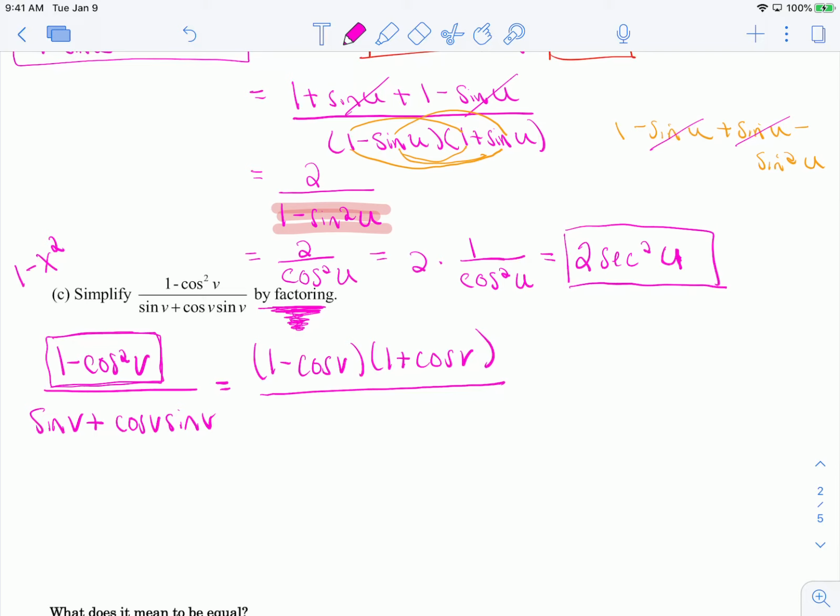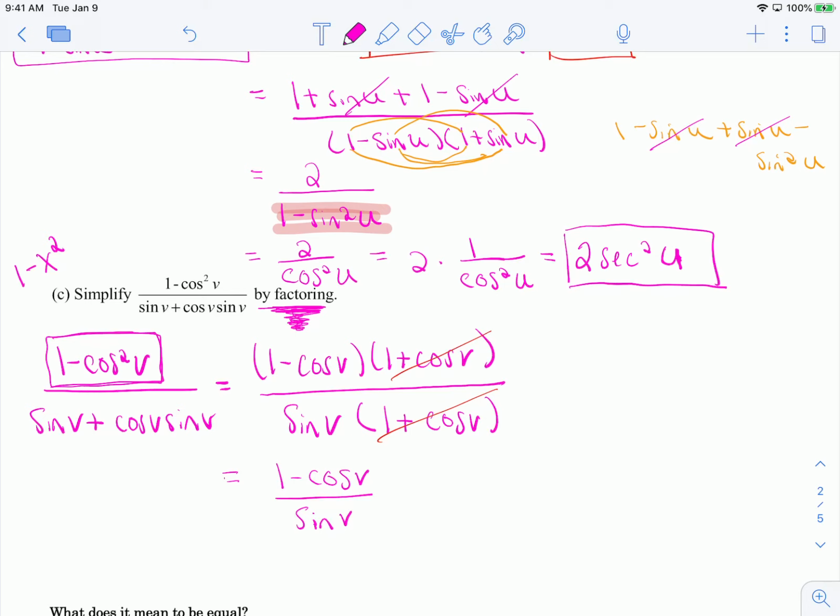Now, in the denominator, what do they both share? What do they both have in common? Sine of v. Well, sine of v times what will give me sine of v? 1. Plus sine v times what will give me cosine v? Sine v, cosine v. Now, this is what's fun about this. You might fight me on that, but I do think it's fun. I can reduce this. So then I'm left with 1 minus cosine V over sine V.